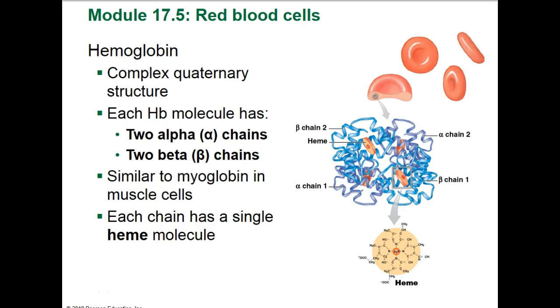It has a complex quaternary, three-dimensional structure. It has 2 alpha chains, 2 beta chains, and it's similar to another molecule that we call myoglobin that you find in muscle cells. And a giveaway for anything that may be found in muscle, by the way, is that prefix there, MYO. Each chain has a single heme molecule, and that's what's shown here in this diagram.